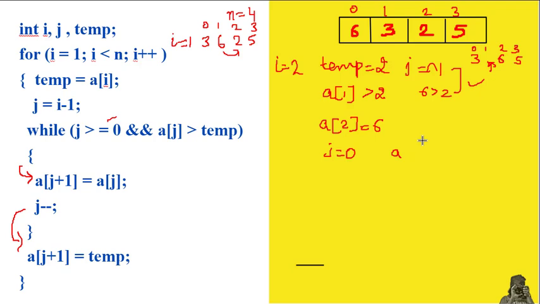So now again we have to check a of j, a of 0. Into that we have the 3 value here. So if this is greater than a of temp 2, which is again true, so both conditions are true. So again this while loop will be executed. So a of j, now j's current value is 0. So 0 plus 1, which is 1, a of 1 index will store a of jth value.